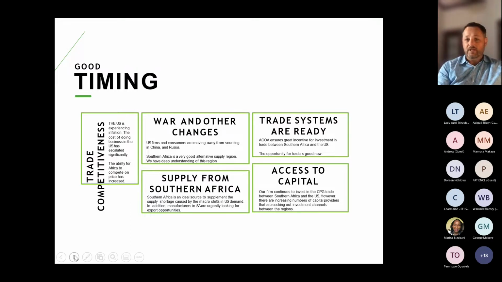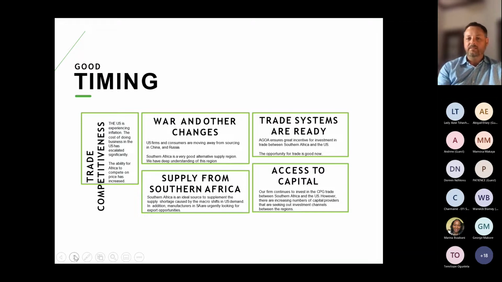But from a timing perspective, there's a couple of things that I want to point out. Firstly, because of COVID and things that are happening in the US and internationally, the US has become much more expensive to operate within, but other places have become much more efficient, like Southern Africa. Now, the opportunity sits within that difference.